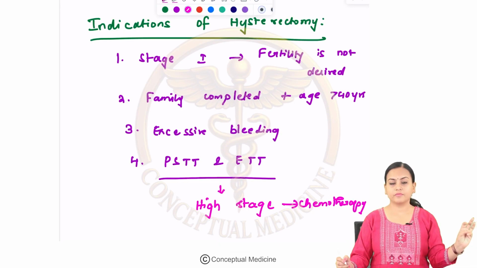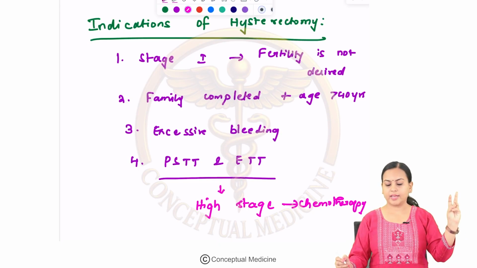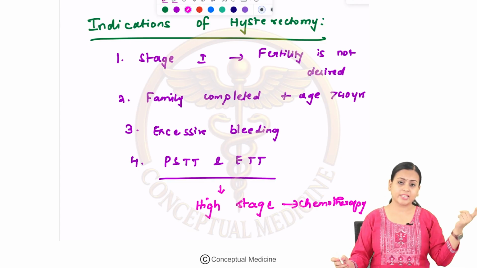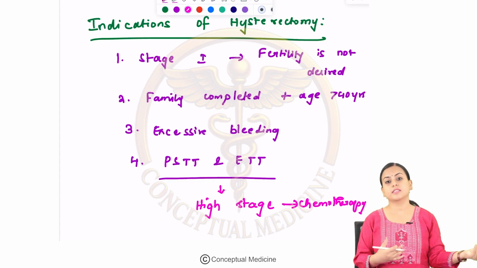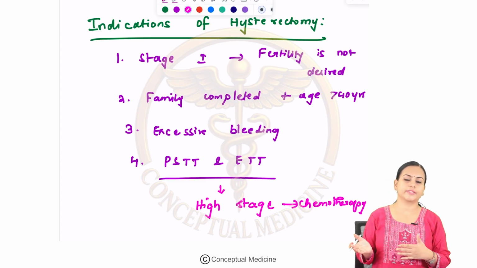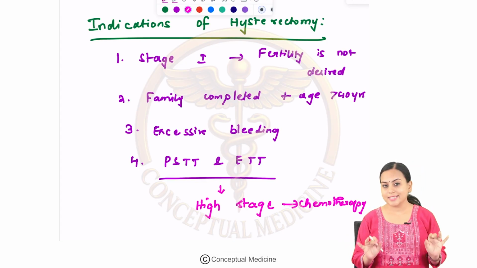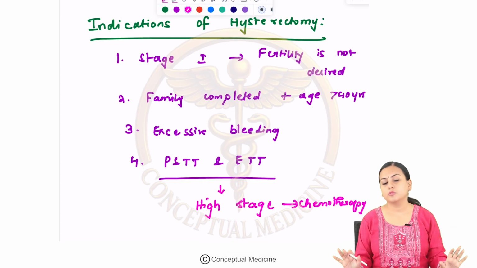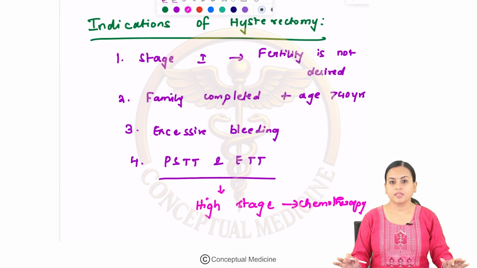When stage 1, when fertility is not desired, when she has completed her family and is above 40 years, and there is excessive bleeding, and especially in placental site trophoblastic tumor and epithelioid trophoblastic tumor, and in these cases you may even add chemotherapy if they are presenting in higher stages.